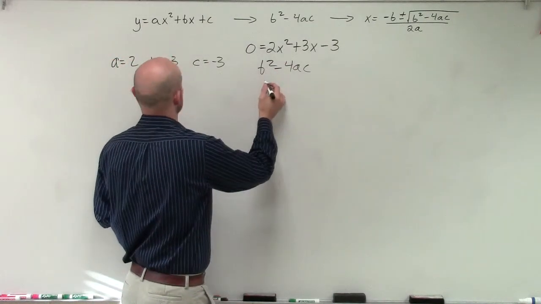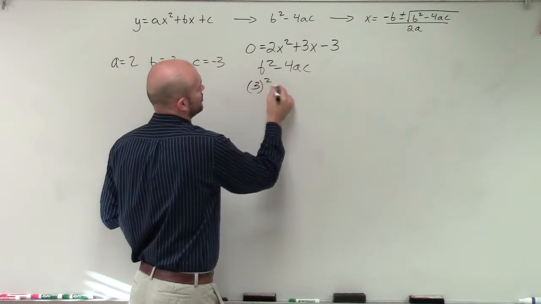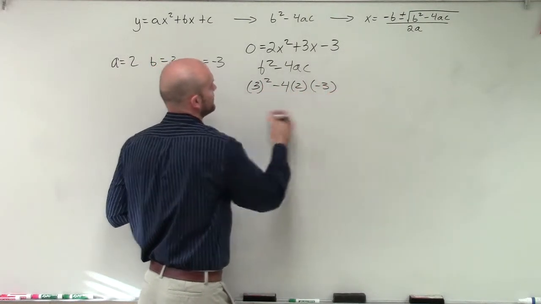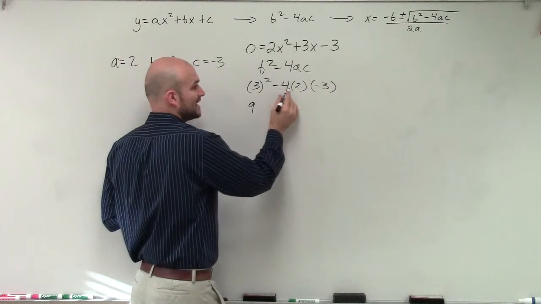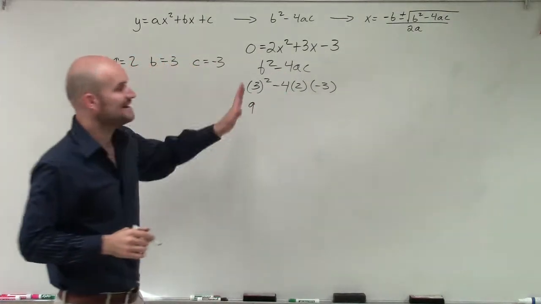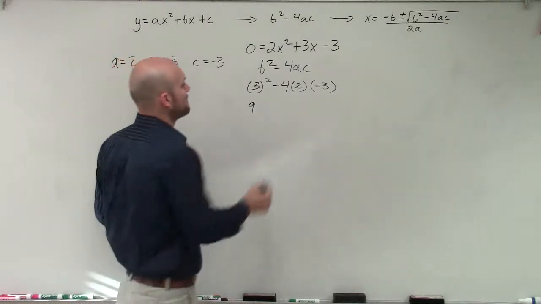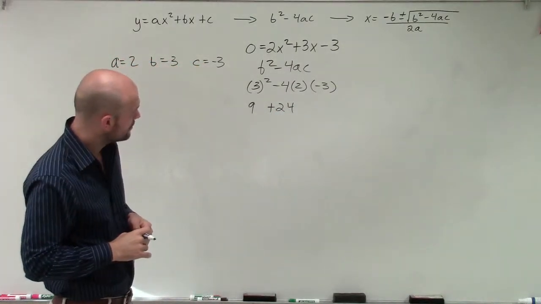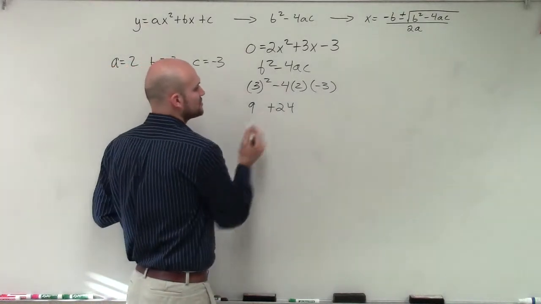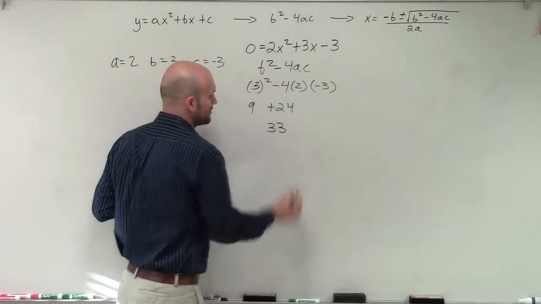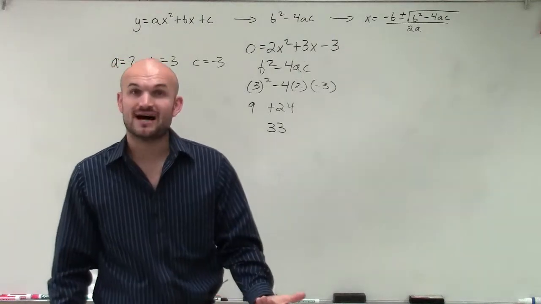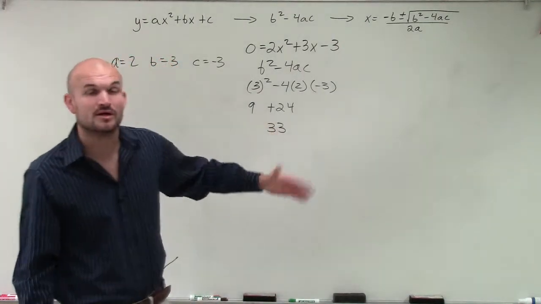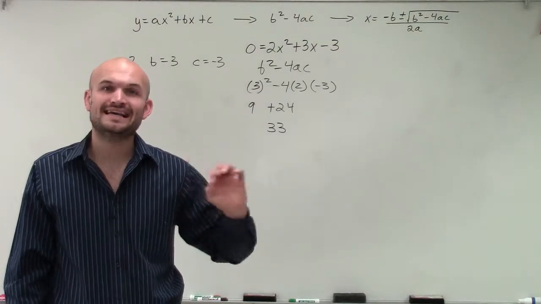So I just take my b squared, which is 3 squared, minus 4 times a times c. 3 squared is 9, and then I have a negative 4 times 2, which is a negative 8. Negative 8 times negative 3 is a positive 24. 9 plus 24 is going to leave us with 33. Now, 33 is a positive number, so we're going to have real solutions. However, 33 is not a square number, so we're going to have two real irrational roots.